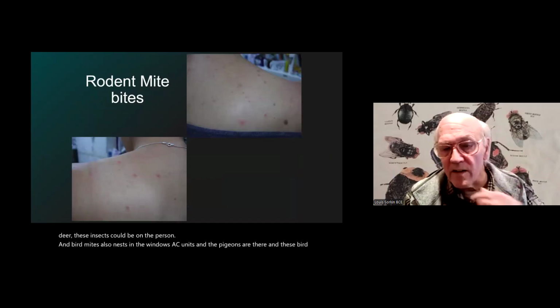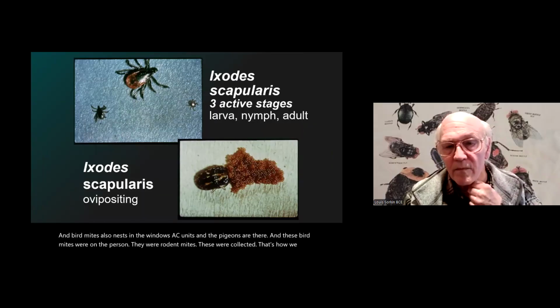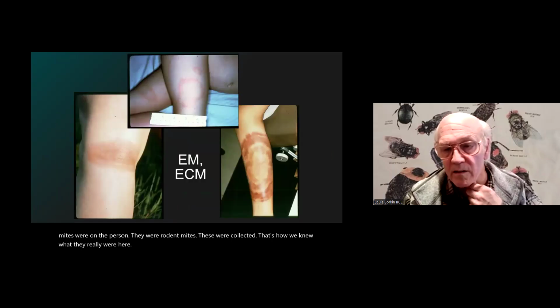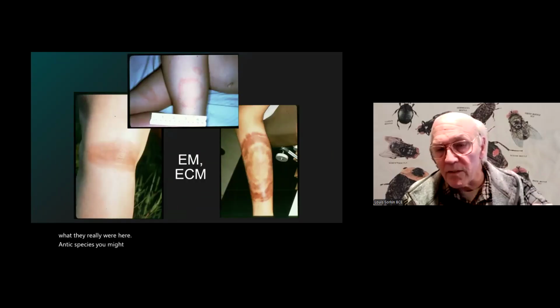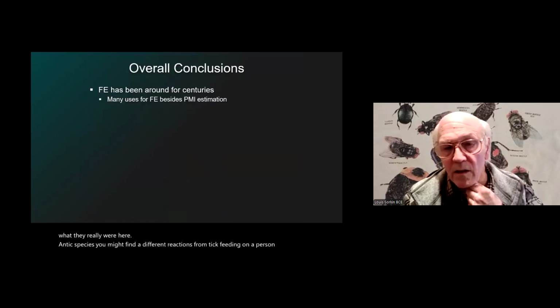There were rodent mites. These were collected. That's how we knew what they really were here. And tick species. You might find different reactions from tick feeding on a person and Lyme disease association.